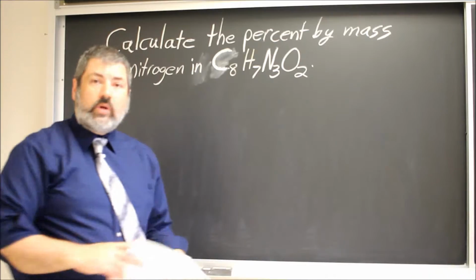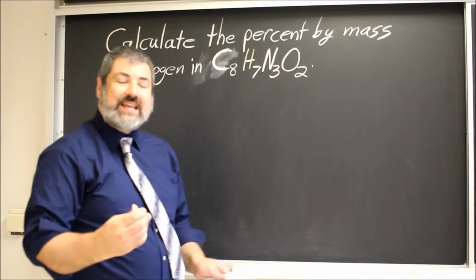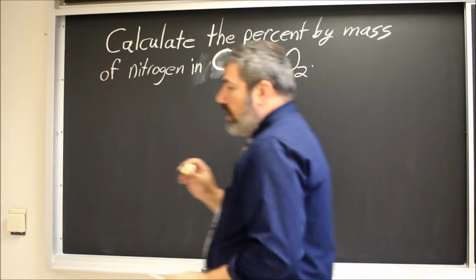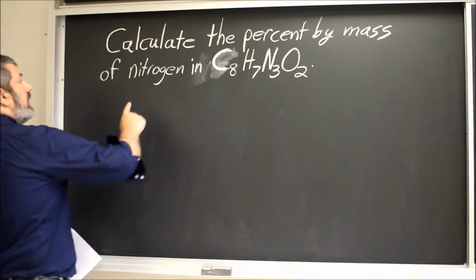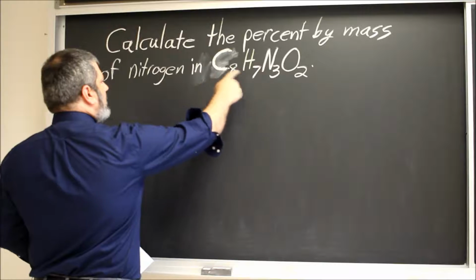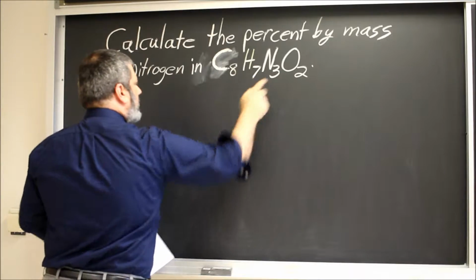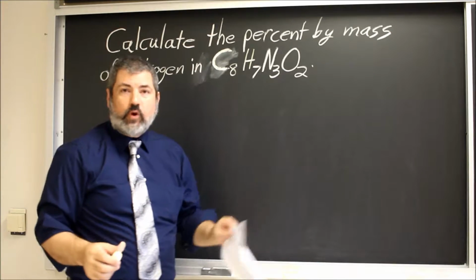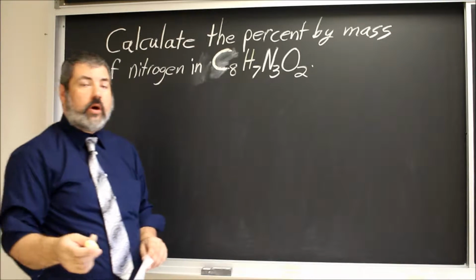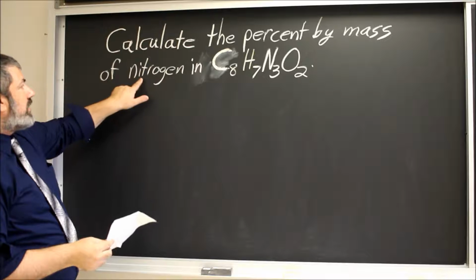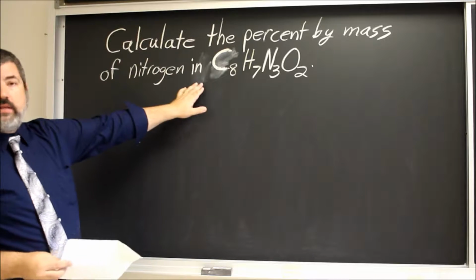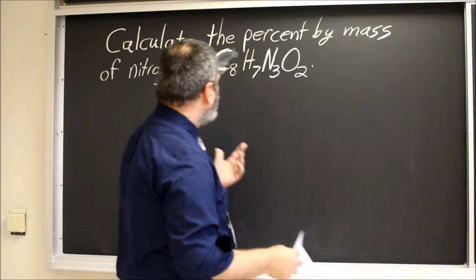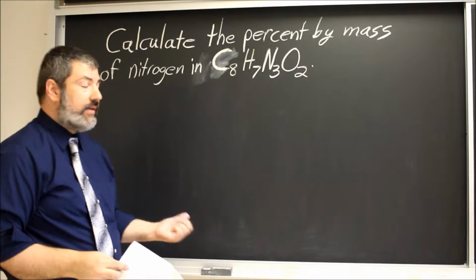So for this problem, I want to work through another percent by mass type of calculation. If we have C8H7N3O2, which is the molecular formula of the organic compound luminol, and we want to calculate the percentage of nitrogen in this molecule, we first have to break down the molecule in terms of molar mass.